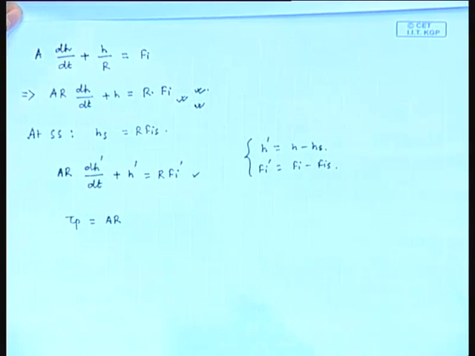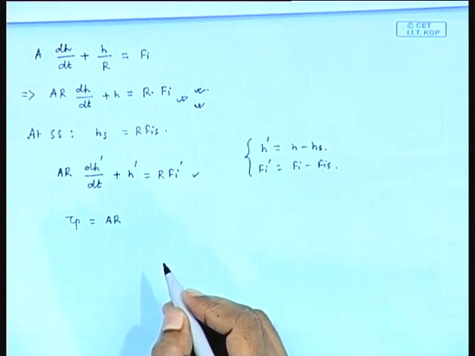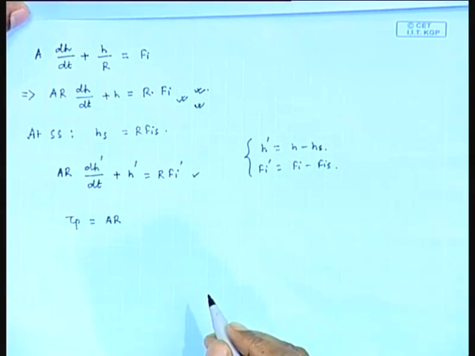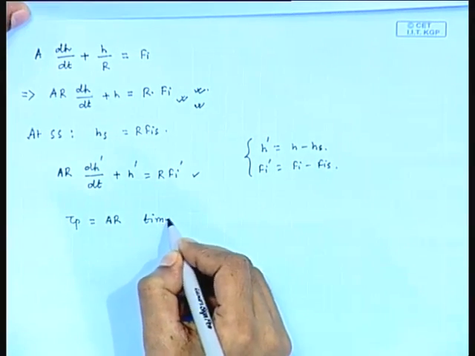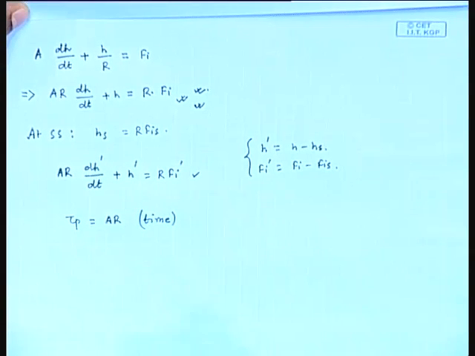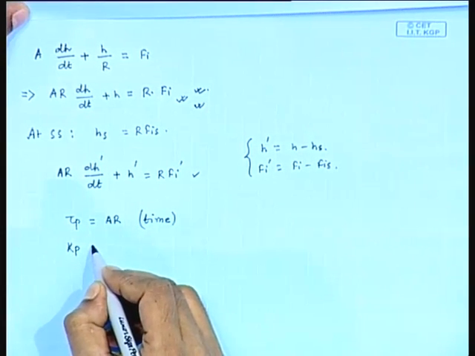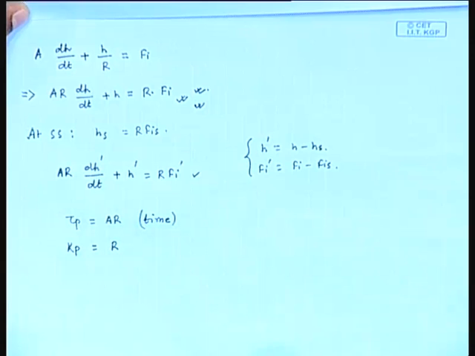So, what is the unit of this tau p? Can you find the unit of this tau p? Unit of this tau p is time. Similarly, we will consider Kp. Kp is here R, so that will be the unit of R basically. What is the unit of R? R equals h by F. That means time per meter square, or time per area, we can say.